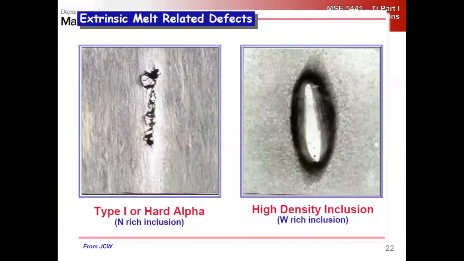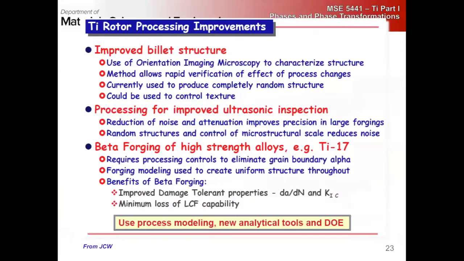And then this is just, of course, different melting defects that you can get. Okay, and I guess we have a couple minutes so we can look at the forging.